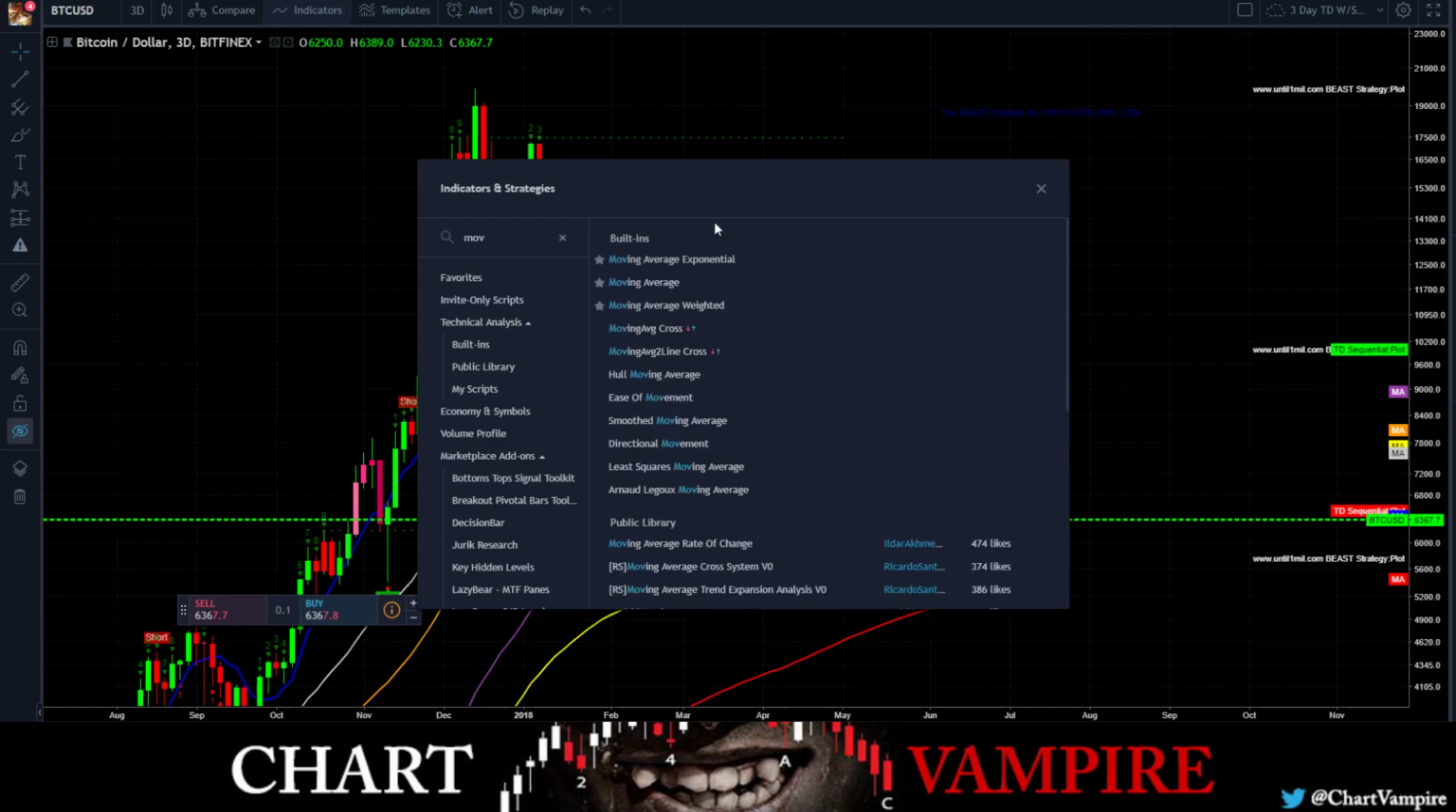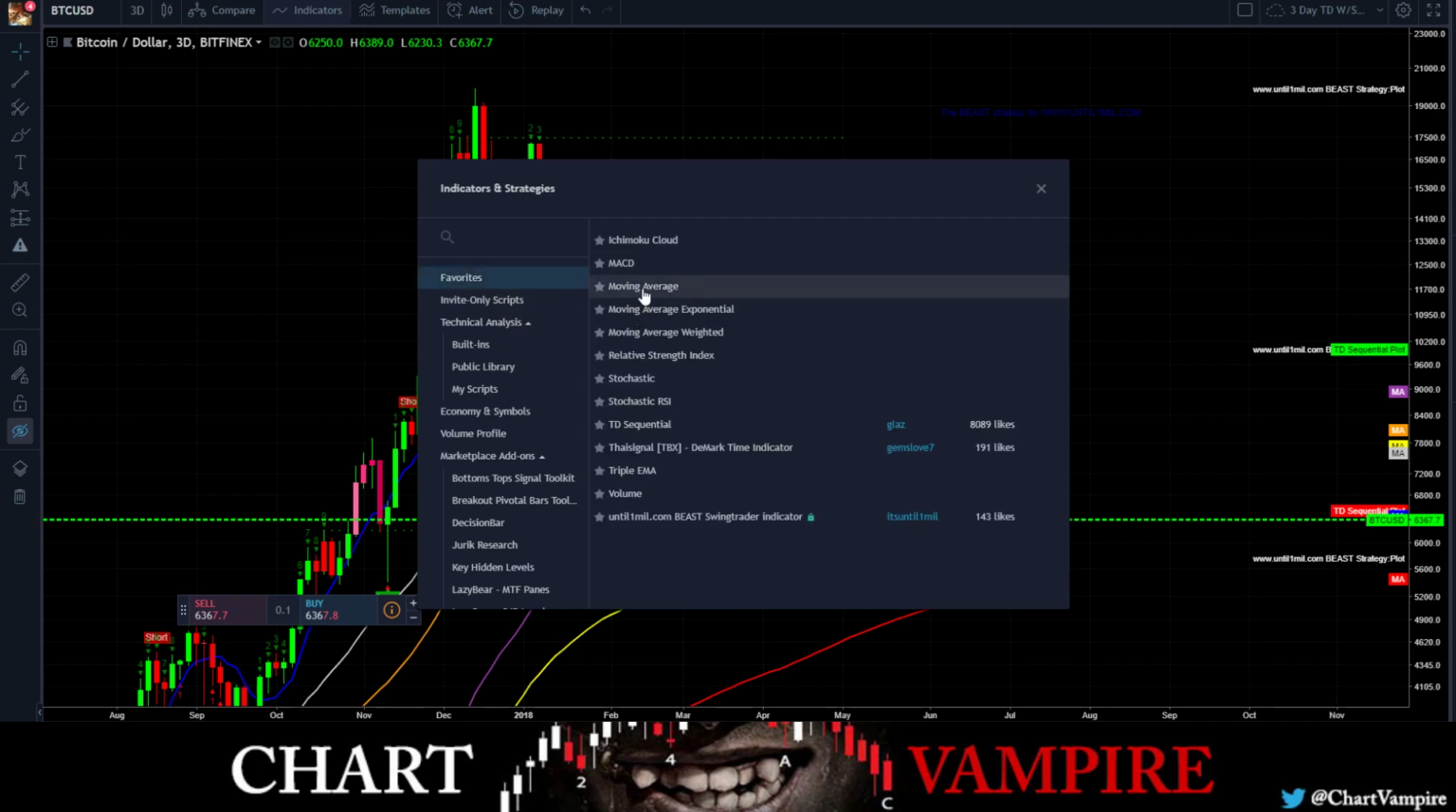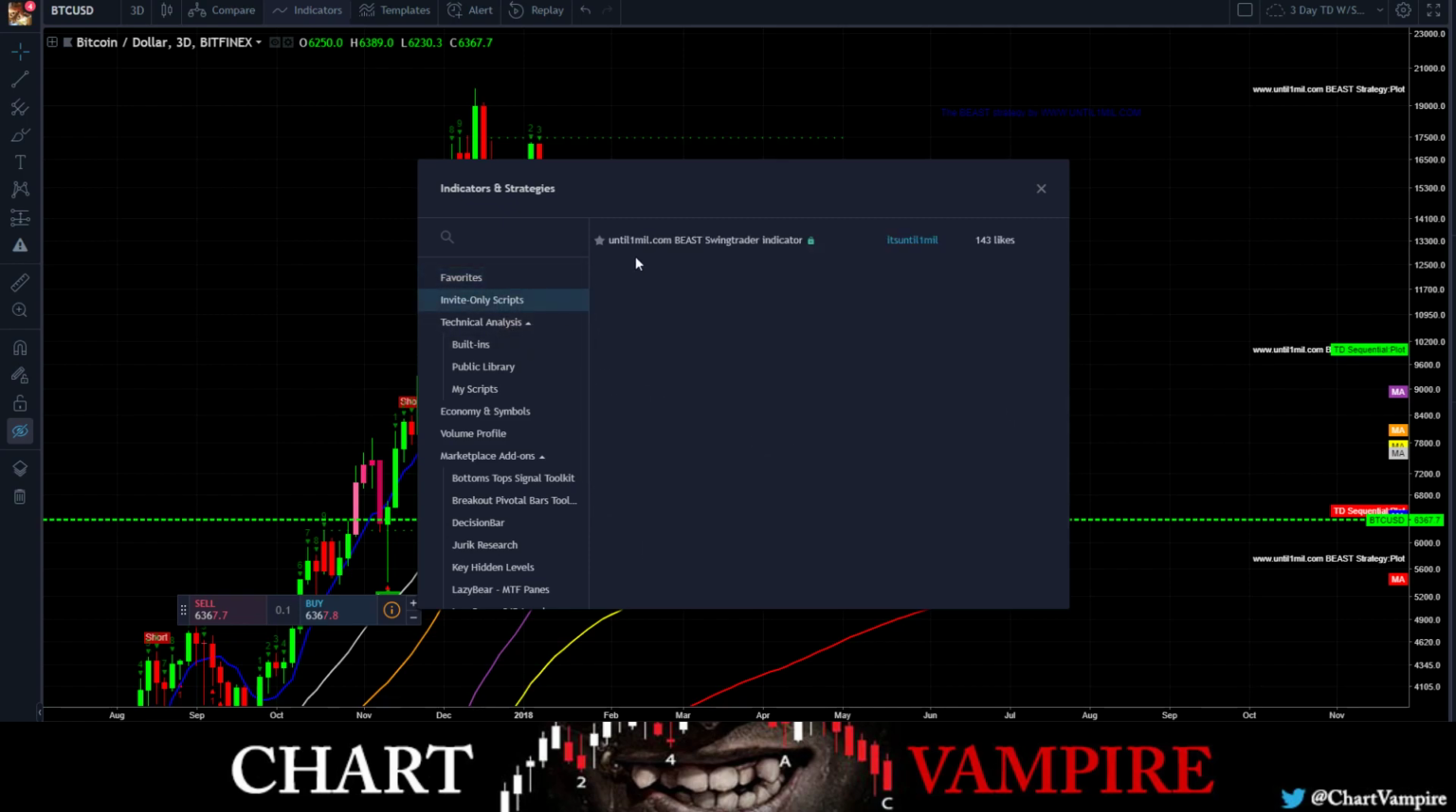Once you go to moving averages, click on the left side and you can select a star, right? A star will put it into your favorites. So you're going to do moving averages, and you're going to go to TD sequential. I'm going to show you my favorites. The ones you need are moving averages, TD sequential, and the Until 1 Mil beast swing indicator.